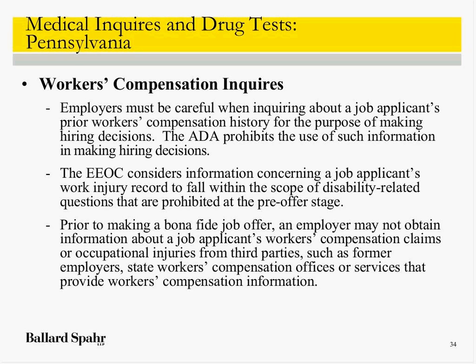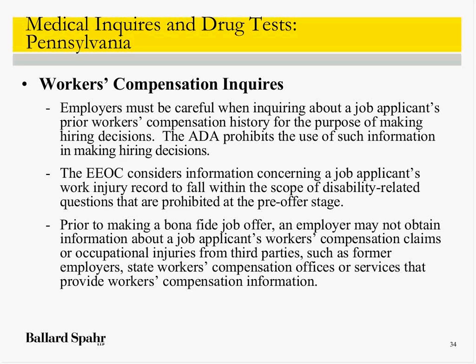And prior to making a job offer, you may not obtain information about a job applicant's workers' compensation claims or occupational injuries from third parties, such as former employers, state workers' compensation offices, or services that provide workers' compensation information. And if that information is likely to come up in some sort of third-party search, again, as we talked about earlier, you don't want to be inadvertently obtaining this information, for the reasons that Bill discussed, and also under NINA, it can present its own set of pitfalls as well.